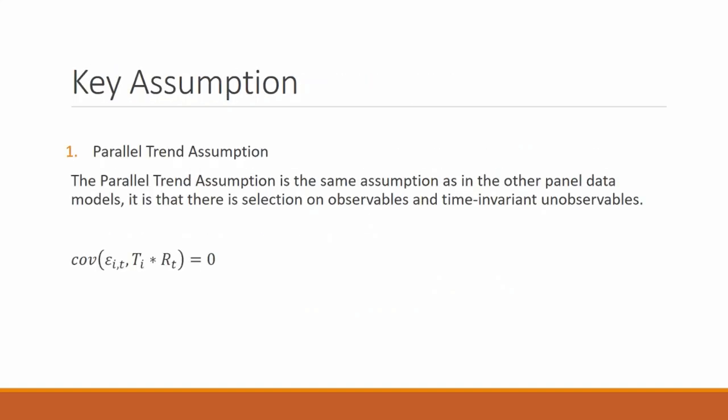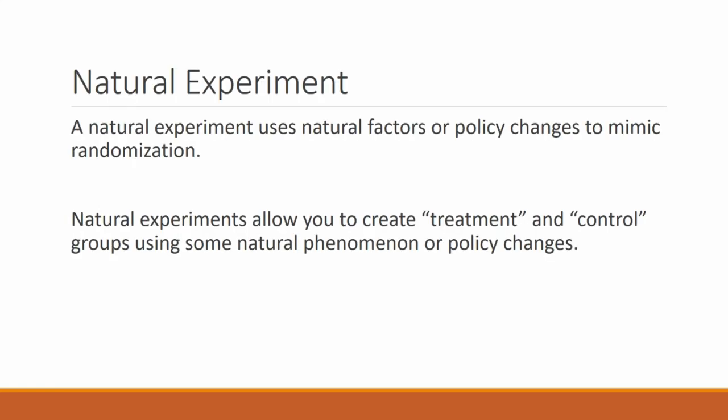All right. But now, one specific context in which we might use a difference in difference model is a natural experiment. So let me use the example from the natural experiment we did in class, my mock example from Tanzania. I'll use that to illustrate basically using the difference in difference model in conjunction with a natural experiment. All right, so a natural experiment uses natural factors or policy changes to mimic randomization. Natural experiments allow you to create a quote treatment group and control group using some natural phenomenon or policy changes.